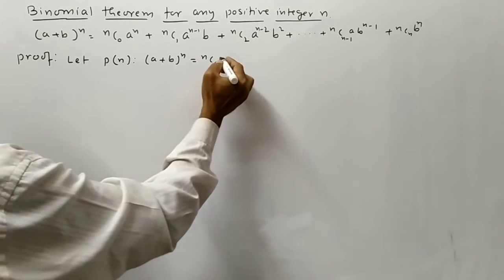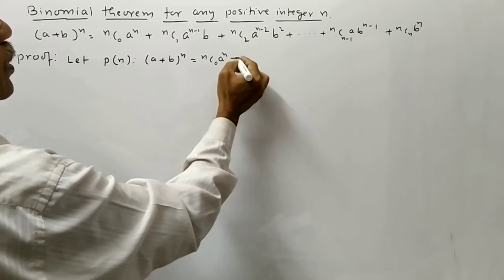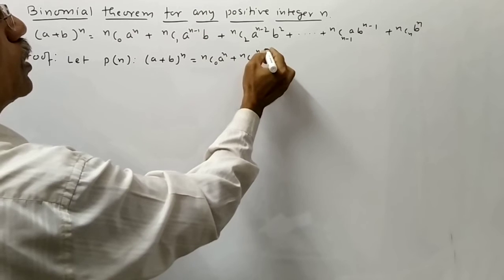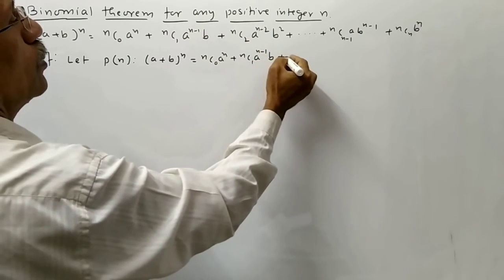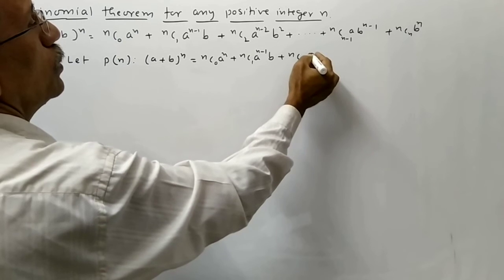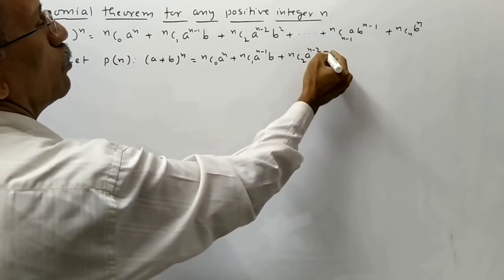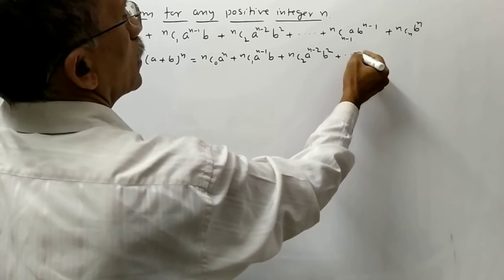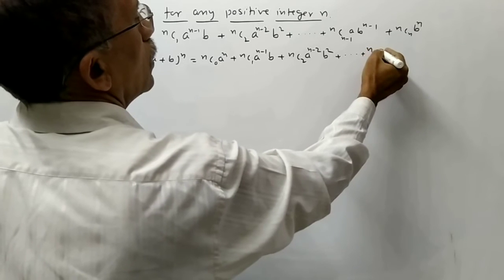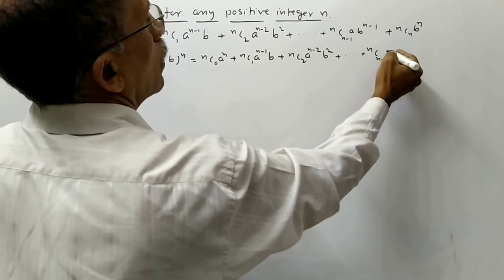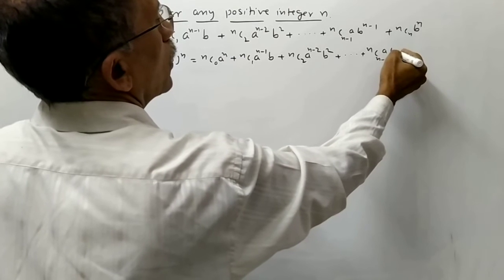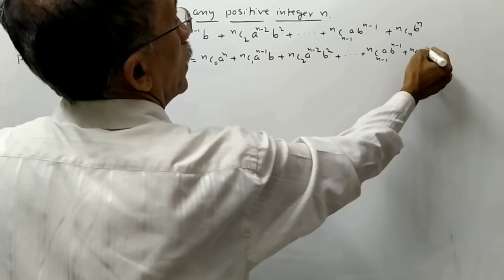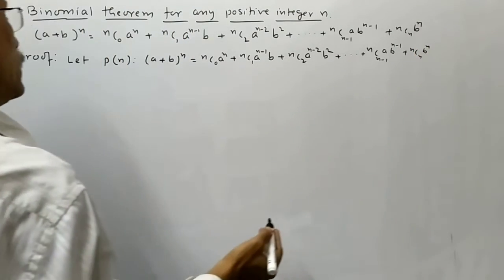nC0 a raised to the power n plus nC1 a raised to the power n minus 1 into b plus nC2 a raised to the power n minus 2 into b square plus so on, plus nC(n minus 1) into a into b raised to the power n minus 1 plus nCn into b raised to the power n.